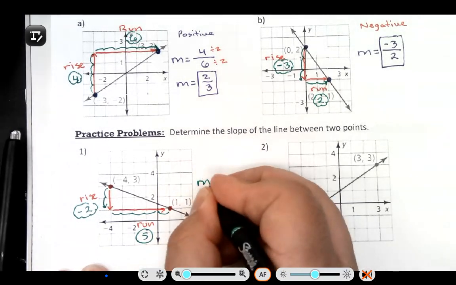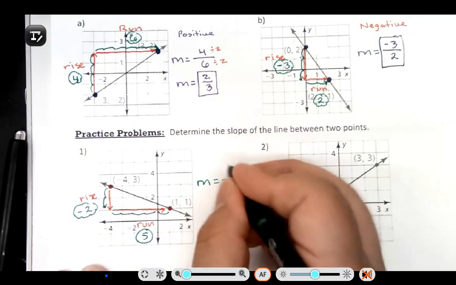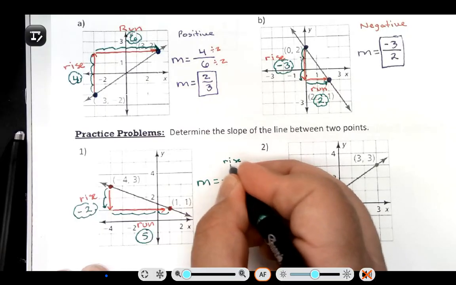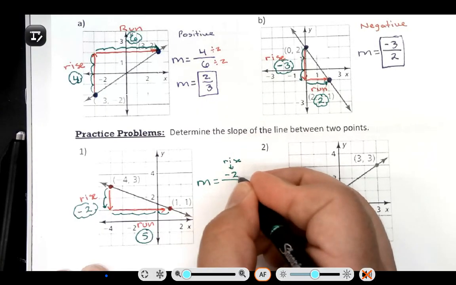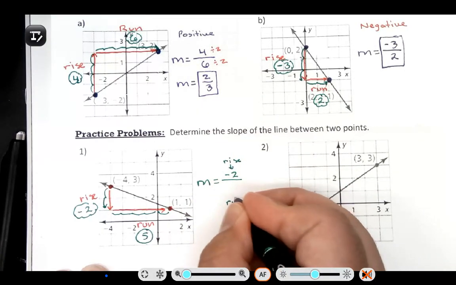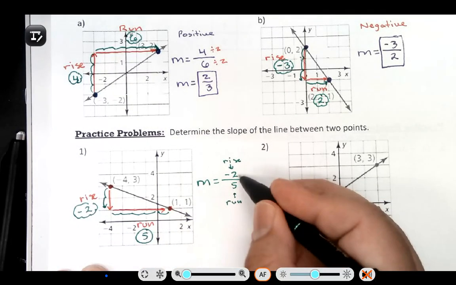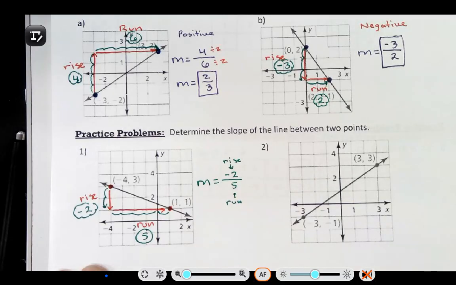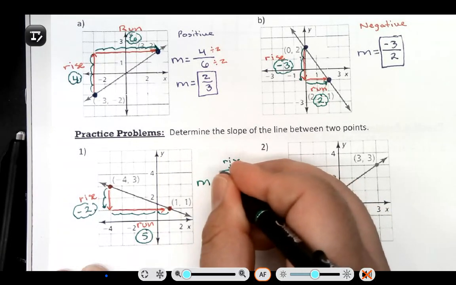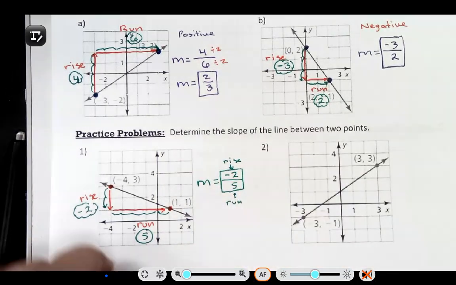So my slope, don't forget, your rise is on the top. So there's your -2. Your run is at the bottom, my x's, right? So there's the 5. Can 2 and 5 be reduced? Not at all. Then there's my answer. So again, when you're doing slope, you're looking for 2 points that work out nicely, that are going to be easy to work with and count with, and then we go from there.